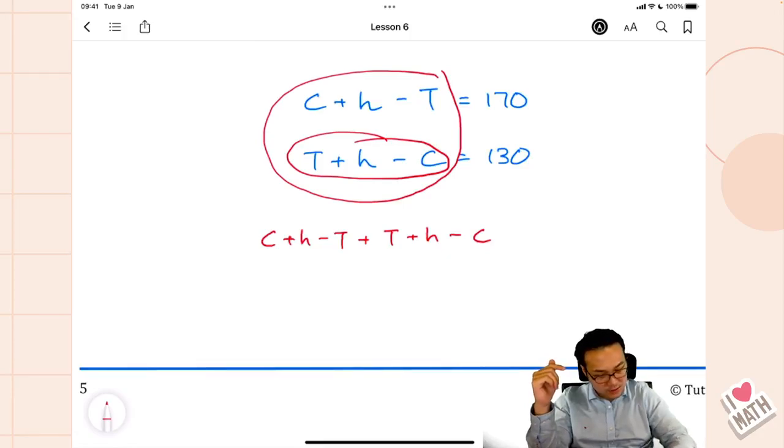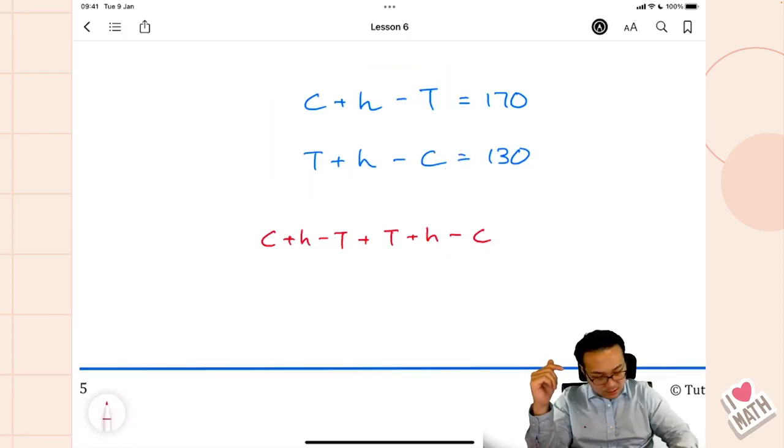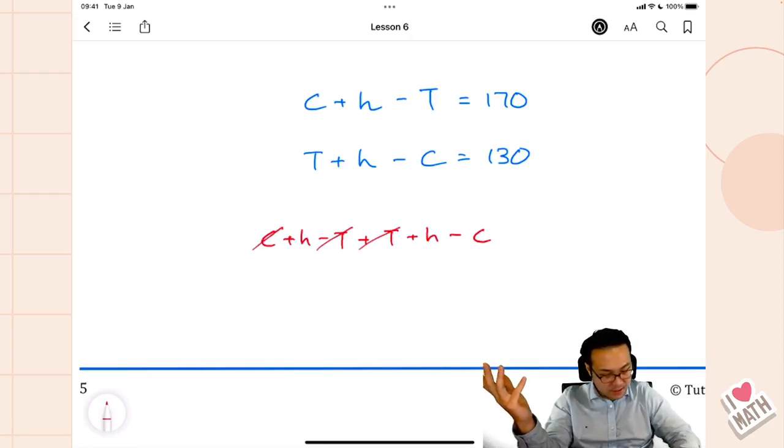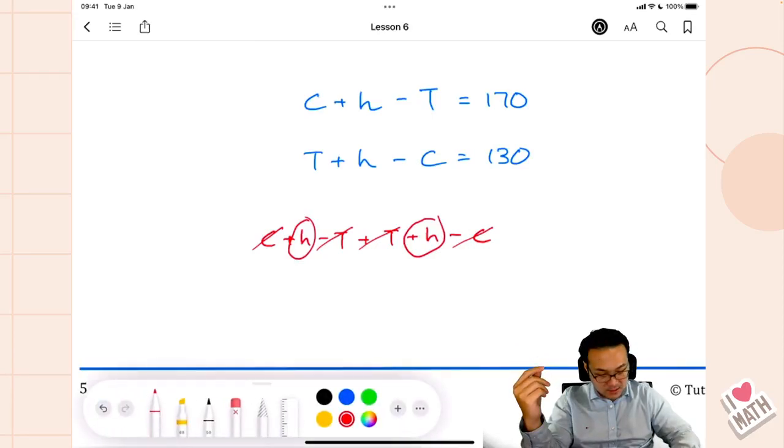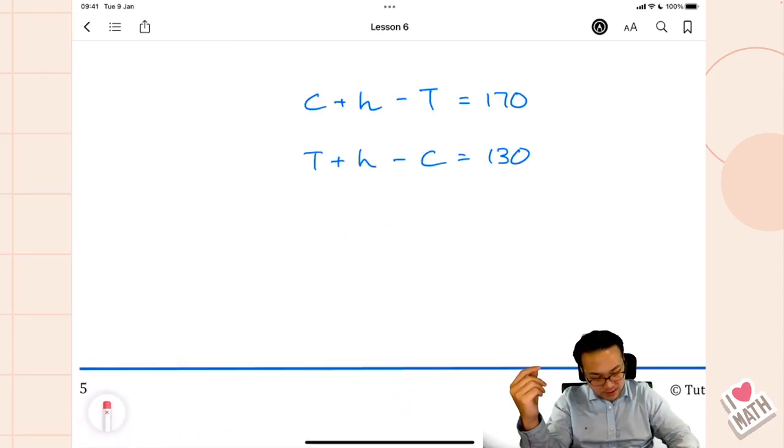Do you notice something, students? Turtle minus turtle, gone. Cat minus the cat, gone. What are we left with? Height plus height. 2 height. Understand? So let's write it down. Add everything together.